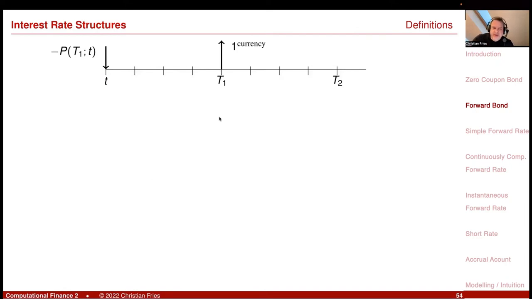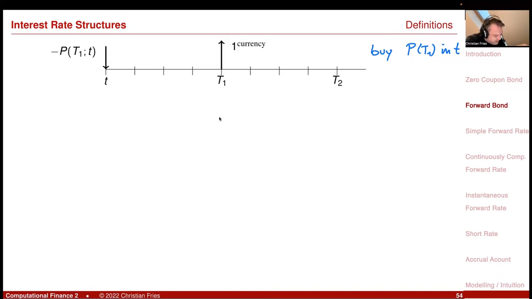First, recall the P(T1) bond. To buy it in little t, I have to pay the price of this zero coupon bond. So I have a minus in front because I pay. It's minus P(t, T1) observed in little t. And in T1, I receive back 1 unit. You could also buy 2 units of this or 3 units of this, so you could buy different amounts.